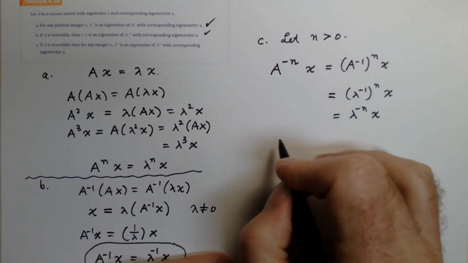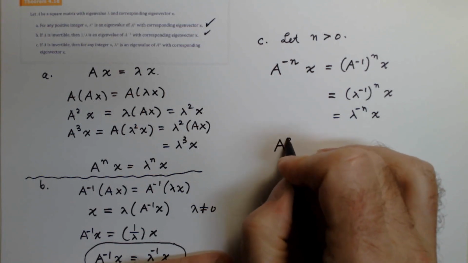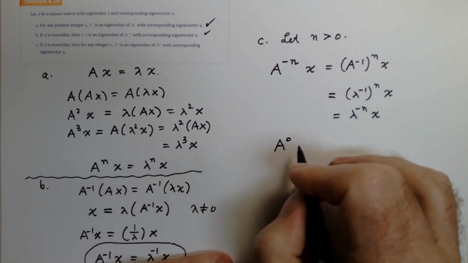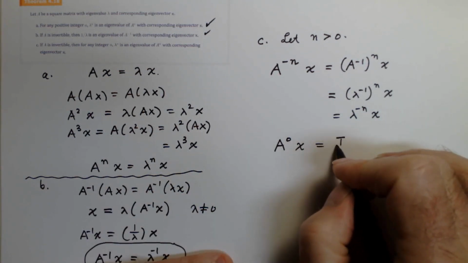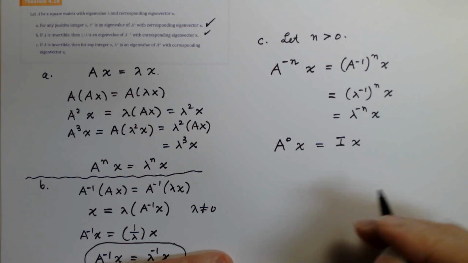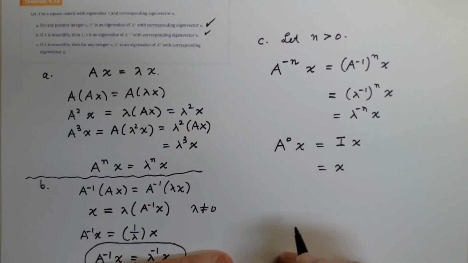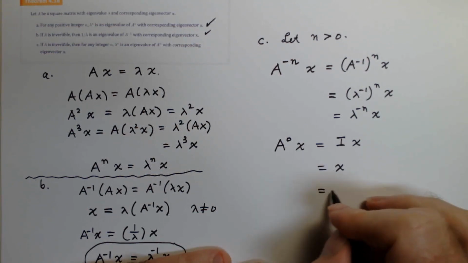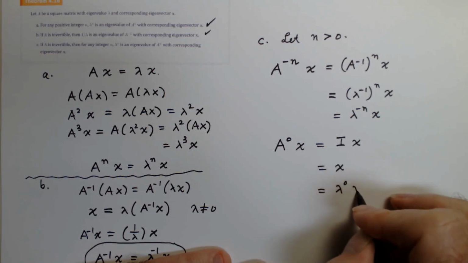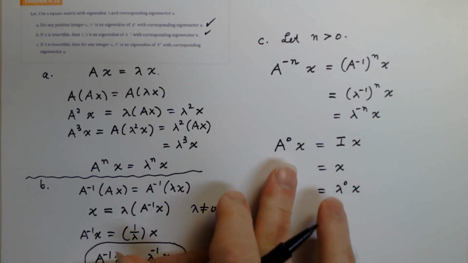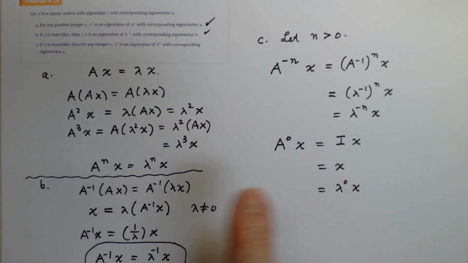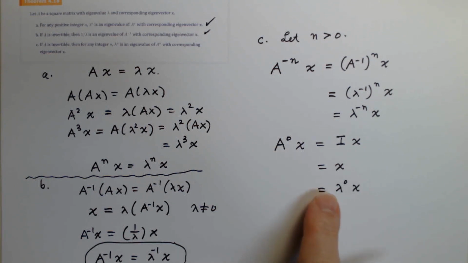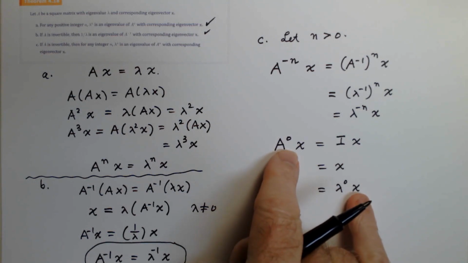And let's just remember that A to the 0 is the identity matrix. So when I look at A to the 0 times x, that's the same thing as the identity matrix times x. And that's just equal to x. But I can always write x as lambda to the power of 0 times x. So even in the case where the power is equal to 0, I can see that A to the 0 has eigenvalue lambda to the 0 with corresponding eigenvector x.